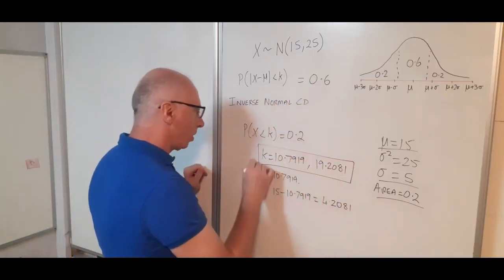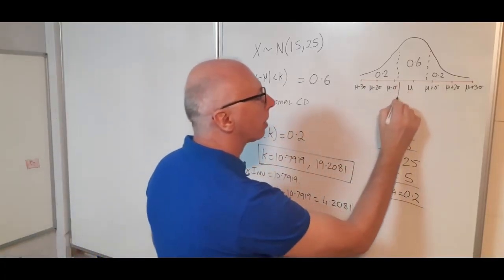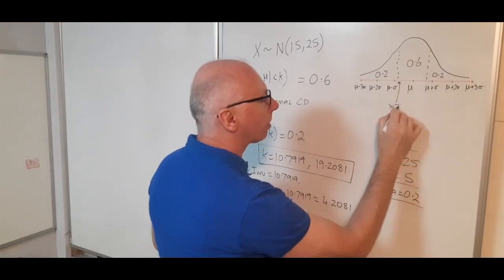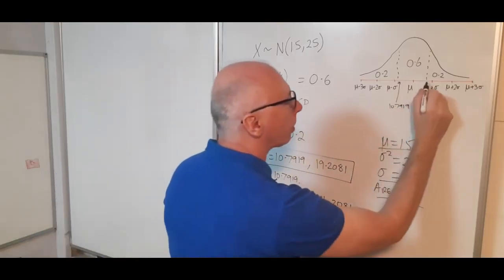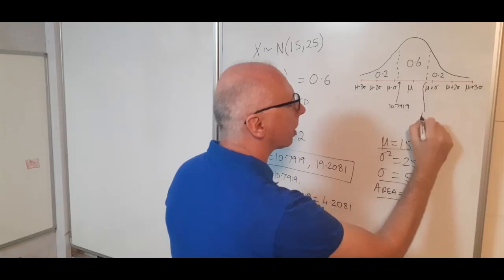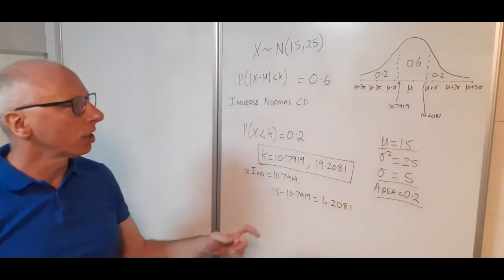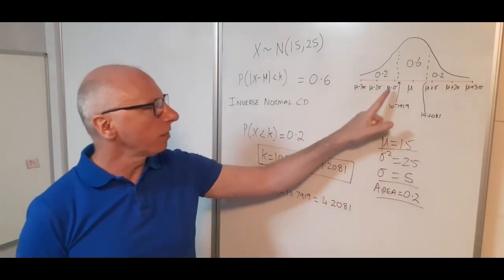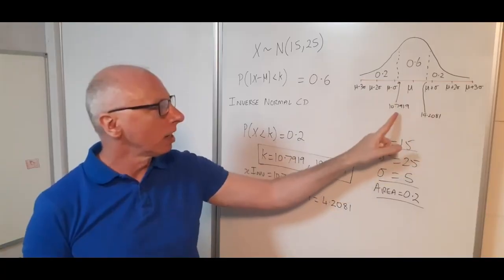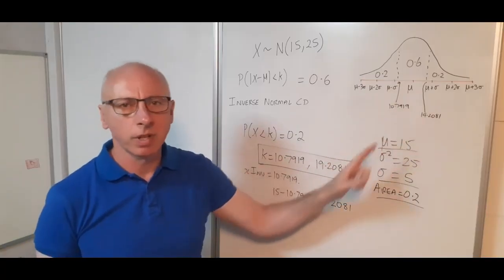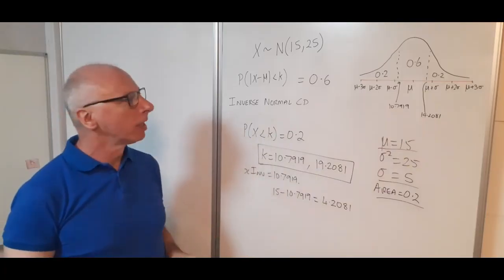So if I mark those on our curve, 10.7919 will be there, and 19.2081 would be around about here. And that fits in with our guesstimation, because as sigma is 5, mu minus sigma would be 10 and mu plus sigma would be 20. So that works kind of nice with our empirical rule to try and guesstimate roughly where we're going to be. Okay.